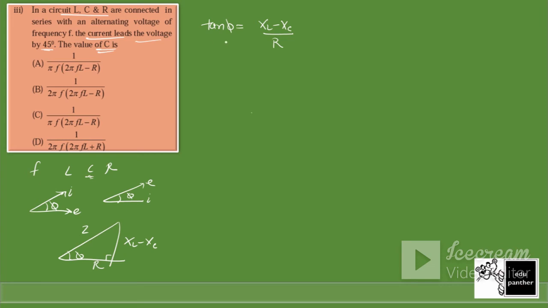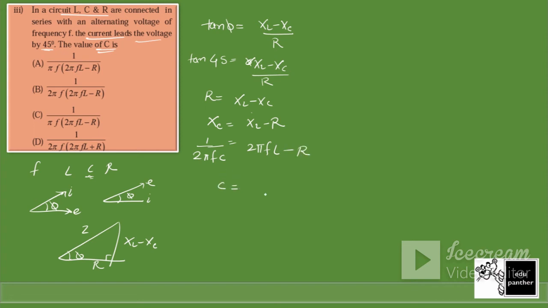Now phase angle phi is what? We have 45, so tan 45 is XL minus XC by R. Tan 45 is 1. So simply R is equal to XL minus XC. XC will be XL minus R. Now XC is 1 upon omega C, and omega can be written as 2 pi F, and XL is 2 pi FL, that is omega L, minus R.